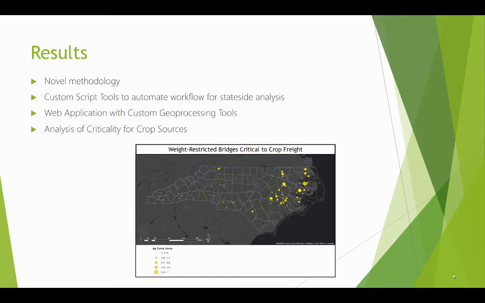This research project produced several results, the first of which is a novel methodology. The second is 2 custom script tools that automate the workflow for the statewide analysis. The third is a web application with 2 custom geoprocessing tools that I'll demo in a moment. And the fourth is an analysis of criticality for crop sources. The map shown below shows the most critical weight-restricted bridges for the transportation of crop freight in the state of North Carolina based on this methodology.